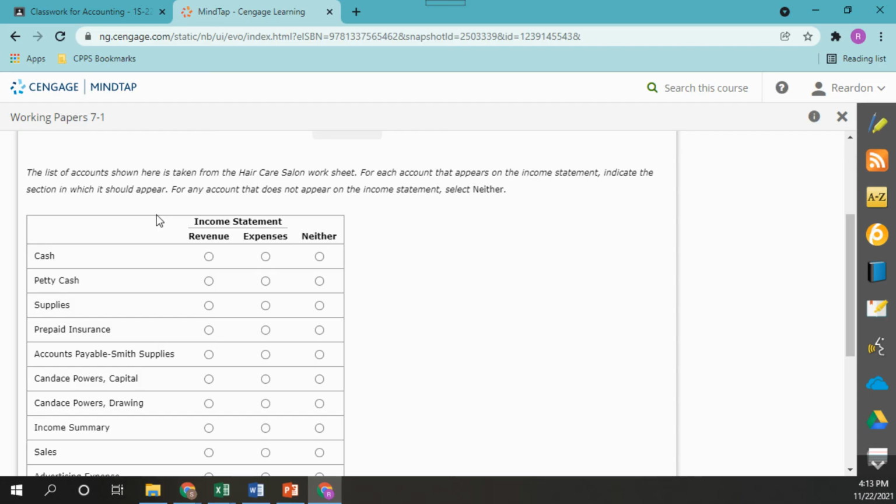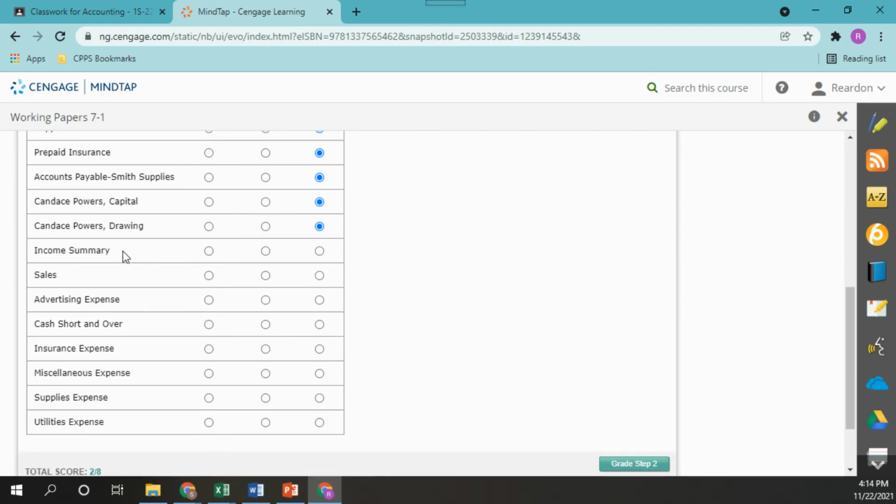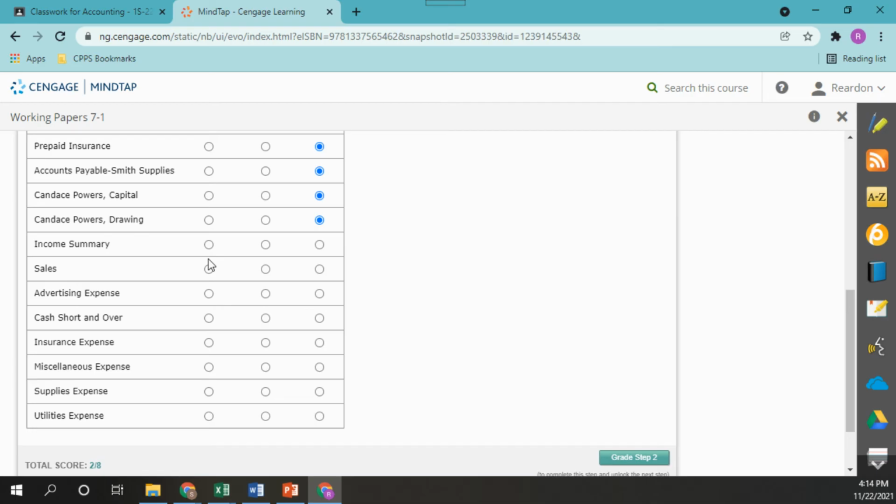Next step. Then for each account that appears in the income statement, indicate the section in which it would appear. For any account that does not appear on the income statement, select neither. Again, income statement is going to be all those items that are below your equity section. For a while there, we were kind of considering it as a subgroup of equity. Now we're kind of saying it's an income statement area. Cash, no. Assets, no. Liabilities, no. Owner's equity, no, and no. Even the income summary is not going to be part of your income statement. We're going to roll everything up into the income summary here at the end, but for now we're going to say no.